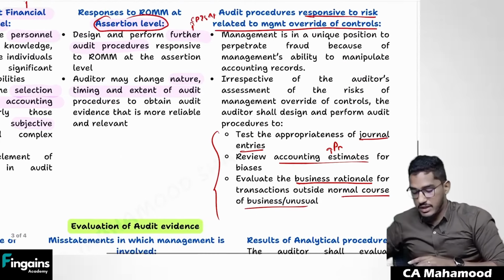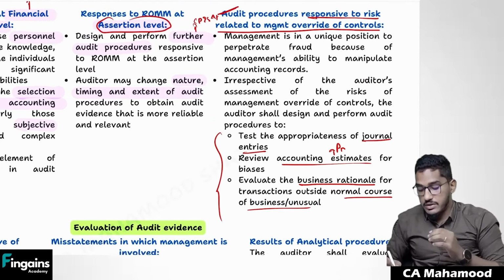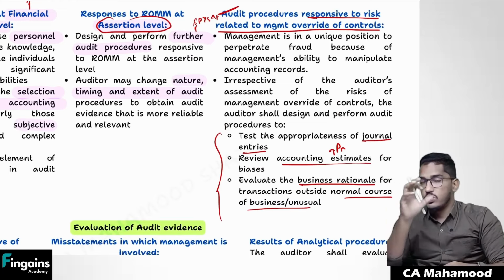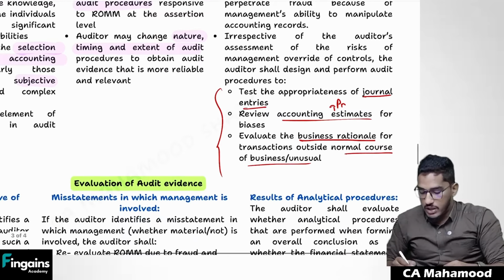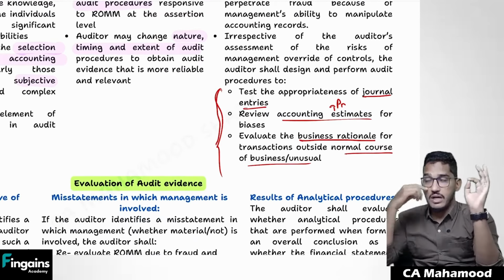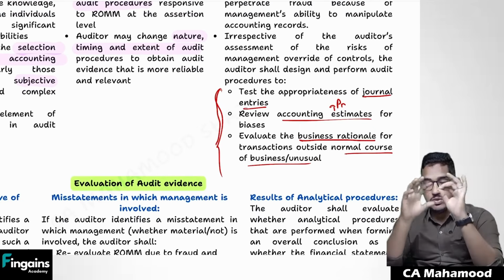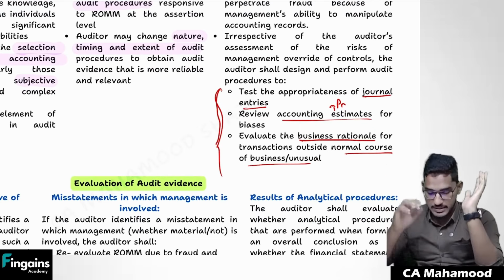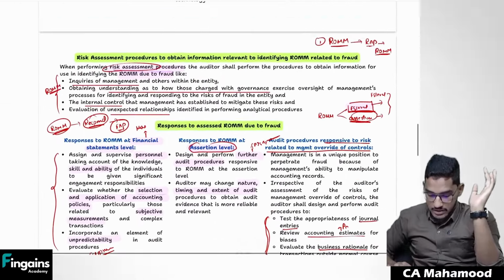So this is the third area. You should perform these audit procedures which are responsive to risk related to management overriding controls, to know whether management has overridden the internal controls or not. Particularly, you need to perform these steps. You need to verify journal entries. You need to verify the accounting estimates. You should understand the business logic for unusual transactions. So this is how you will respond.